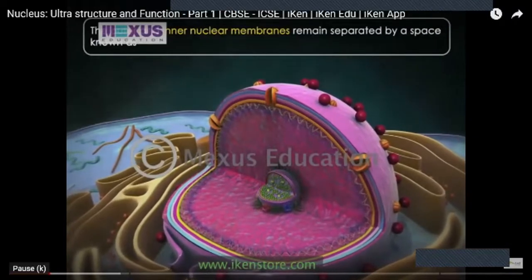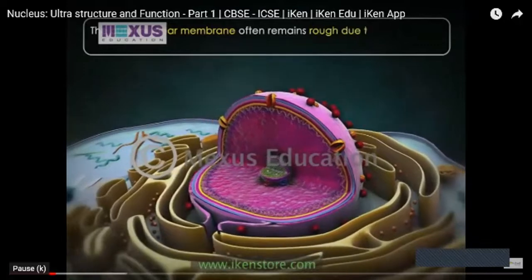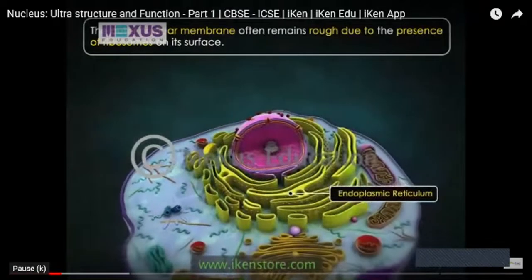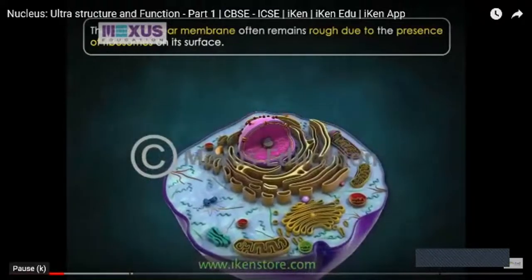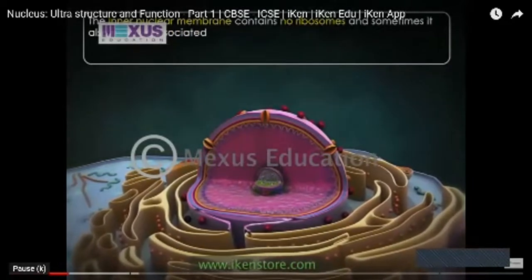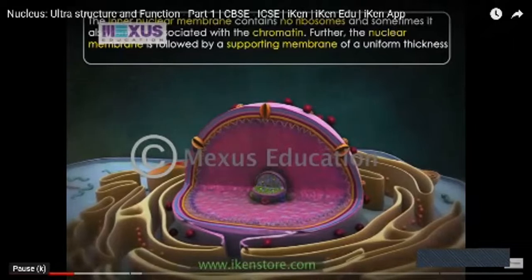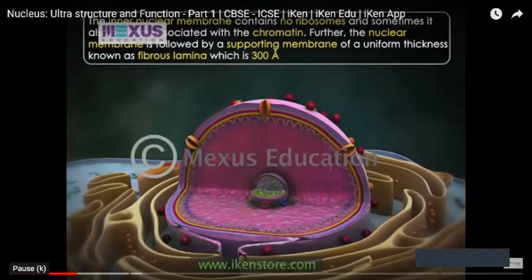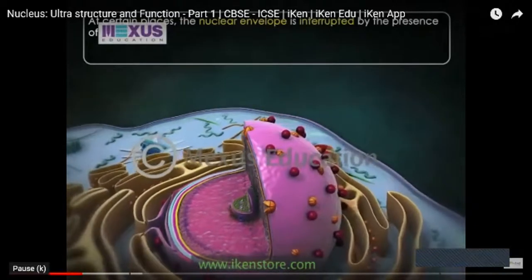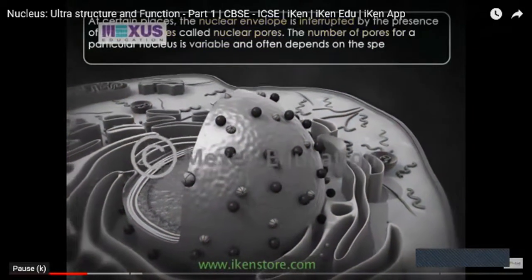Separated by a space known as perinuclear space. The outer nuclear membrane often remains rough due to the presence of ribosomes on its surface. Sometimes, it remains continuous with the membranes of the endoplasmic reticulum, Golgi complex, mitochondria, etc. The inner nuclear membrane contains no ribosomes, and sometimes it also remains associated with the chromatin. Further, the nuclear membrane is followed by a supporting membrane of a uniform thickness known as fibrous lamina, which is 300 angstrom in thickness. At certain places, the nuclear envelope is interrupted by the presence of small structures called nuclear pores. The number of pores for a particular nucleus is variable and often depends on the species and type of the cell.